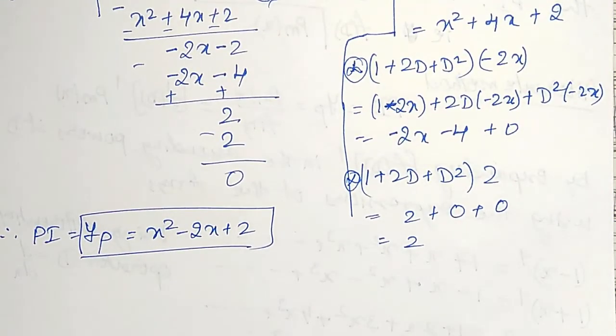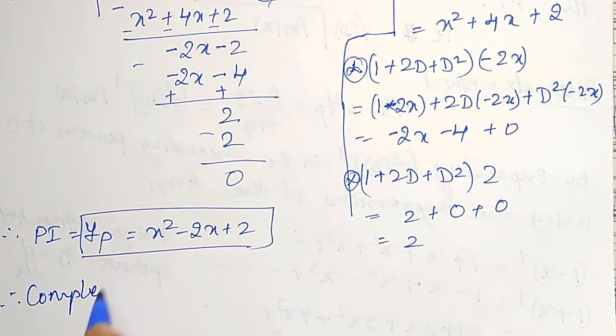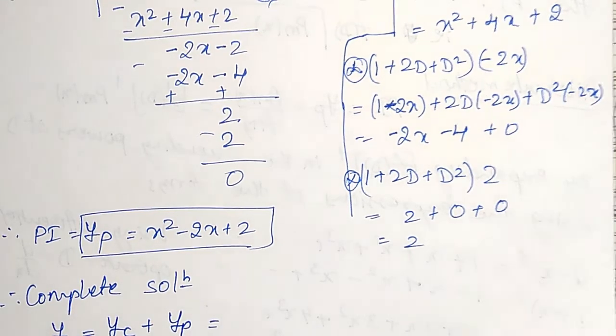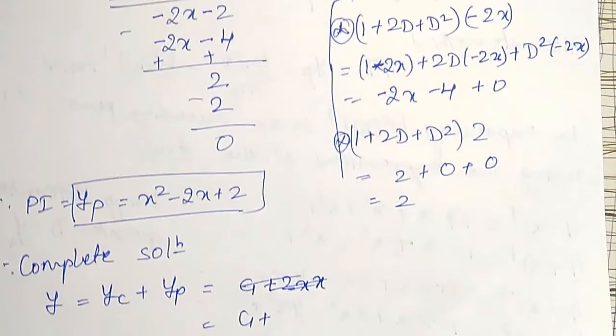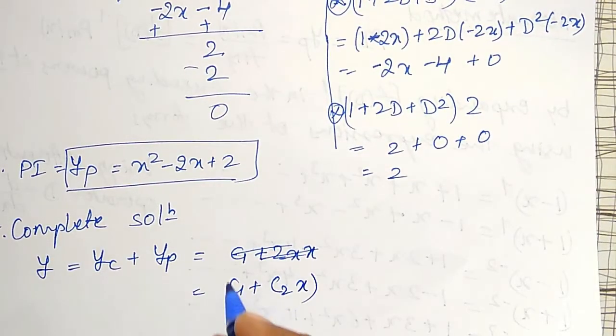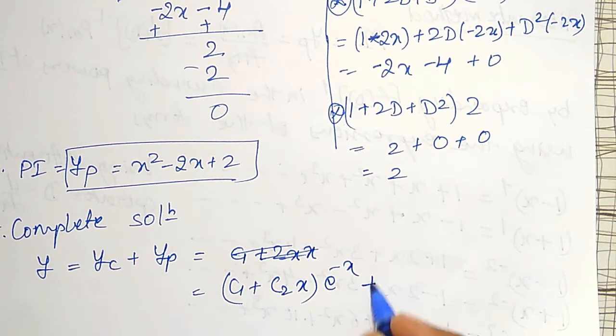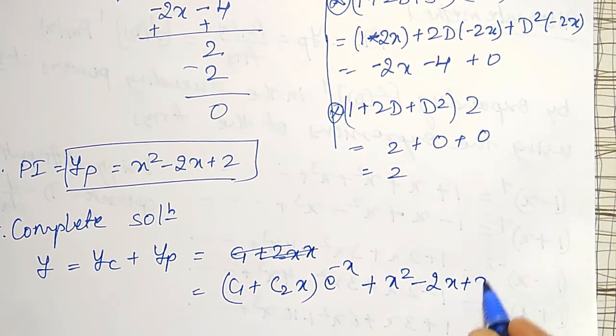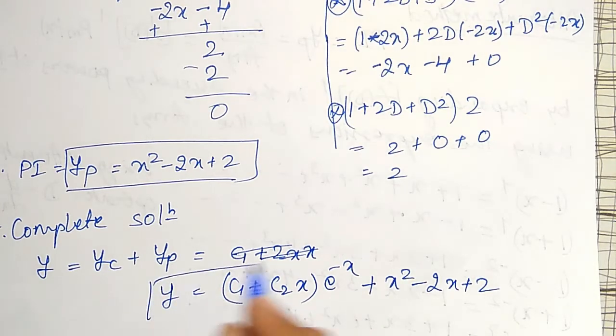Now, the same thing I can find using the alternate method also, but let me write the complete solution first. Now, the complete solution y is equal to yc plus yp, or you can call it the general solution. Therefore, it is c1 plus c2x, that is c1 plus c2x into e to the power minus x plus x square minus 2x plus 2. This is my complete solution y.